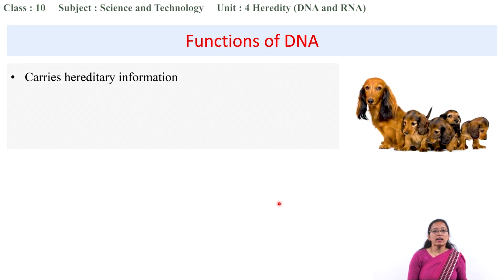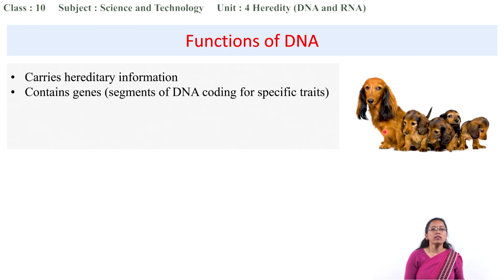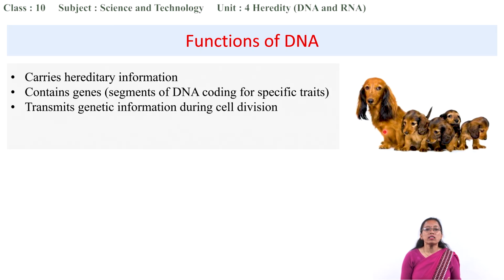It carries hereditary information from one generation to another generation, just like this dog is giving birth to the puppies. These puppies have the same genetic composition as their parents, and it contains genes. Already you know that a gene is the smallest piece of DNA which represents a single character, and transmits genetic information during cell division.